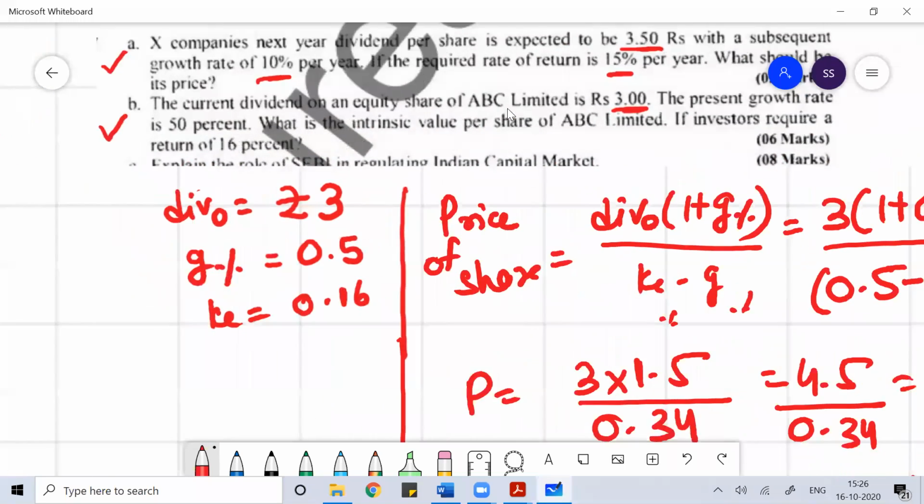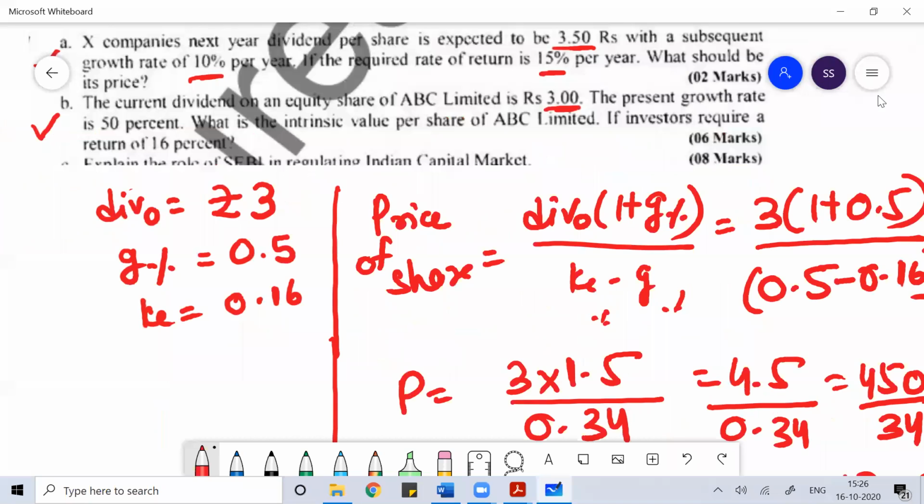This is done. Anyone have any doubt? Anyone, any doubt?